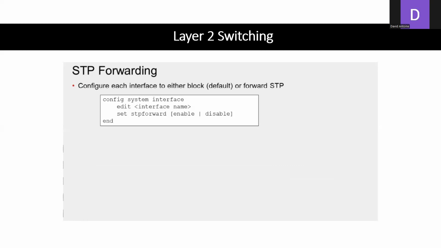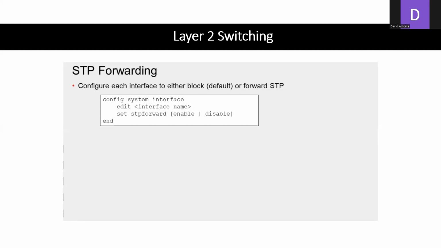Real important thing here, right? And this is for forwarding BPDUs. Fortinet, I don't blame them for naming it weird, but spanning tree forwarding, or BPDU forwarding, right? It's basically for interfaces that are not physical switch interfaces. You can either forward or block spanning tree BPDUs.